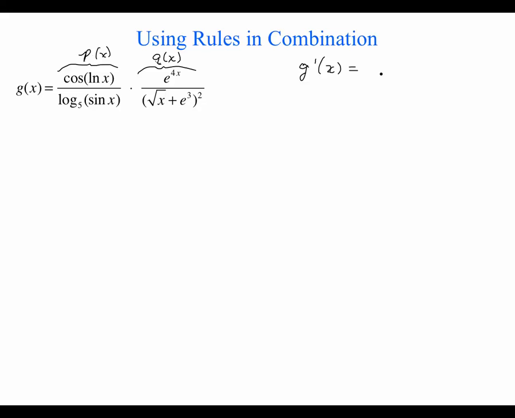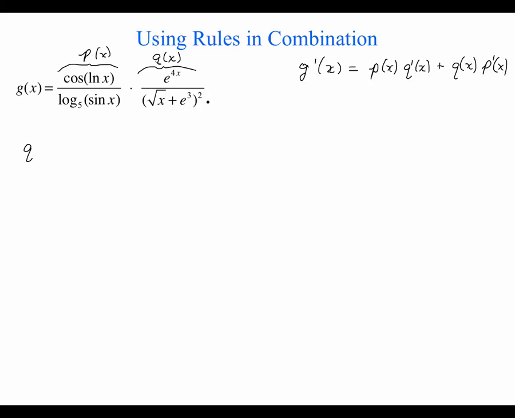Okay, so rate of change of G will be the first times rate of change of the second plus second times rate of change of first. So what do we need to then write down the rate of change function? We've got P already, we've got Q already, so what do we need? We need the rate of change of Q and the rate of change of P.